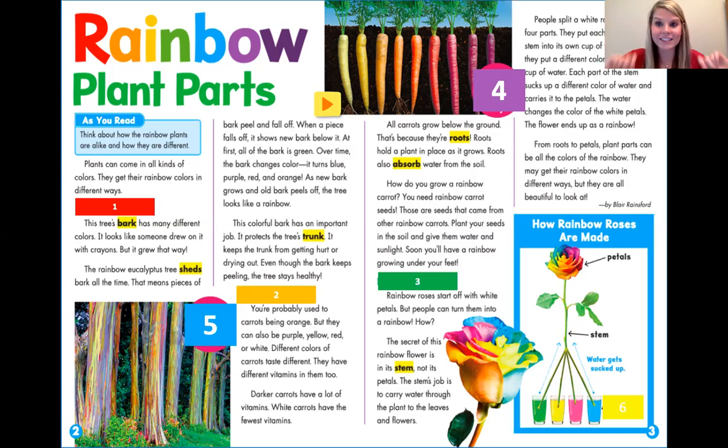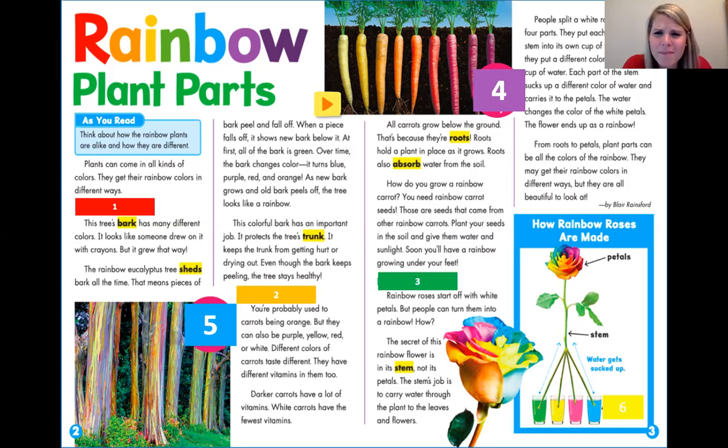All right, let's go to section 2. Ready? You're probably used to carrots being orange, but they can also be purple, yellow, red, or white. Different colors of carrots taste different. They have different vitamins in them too. Darker carrots have a lot of vitamins, while white carrots have the fewest vitamins. All carrots grow below the ground. That's because they're roots. Roots hold a plant in place as it grows. Roots also absorb water from the soil.